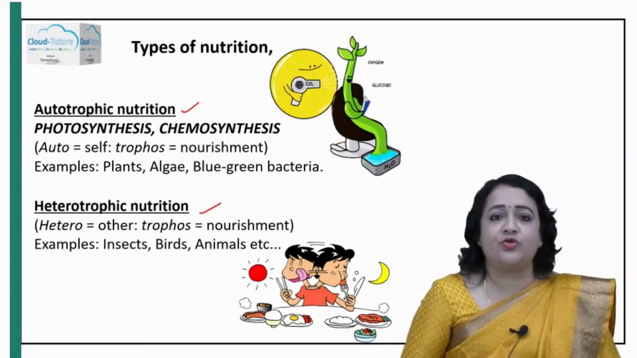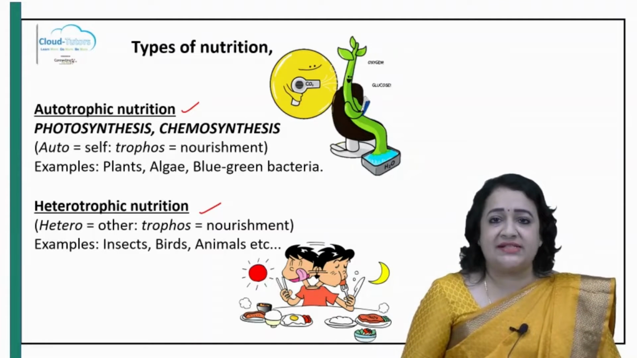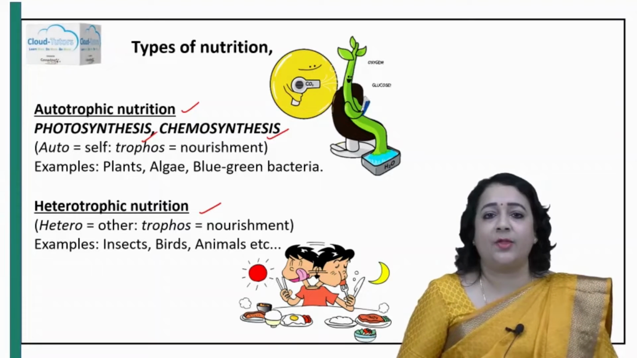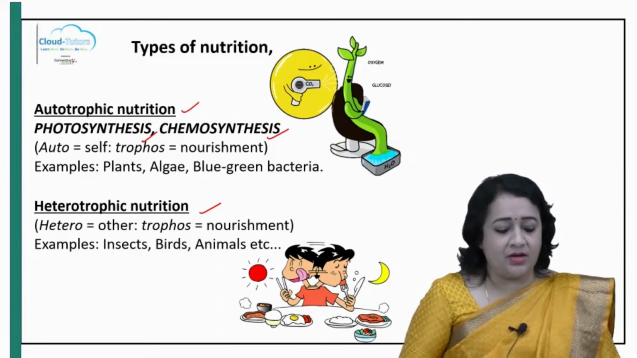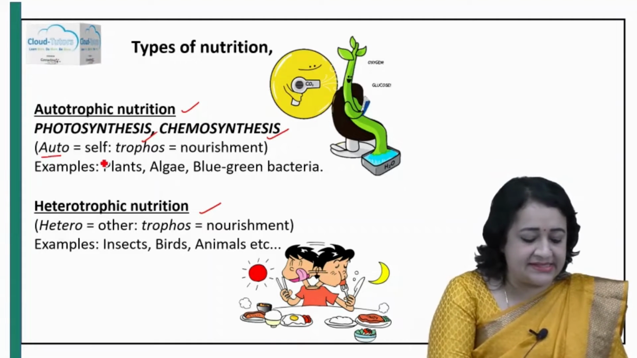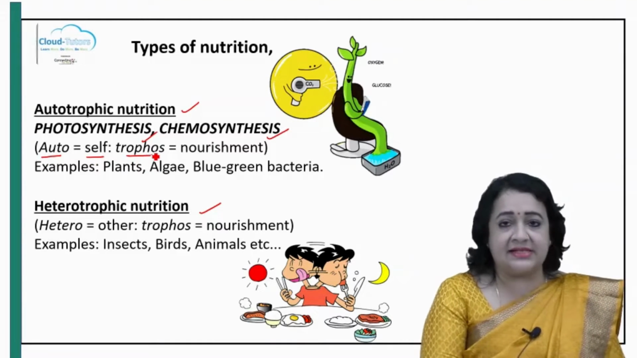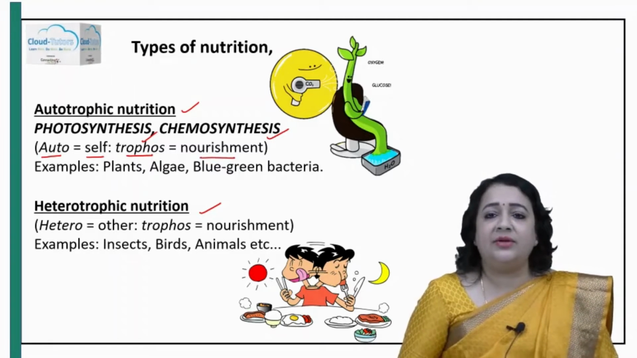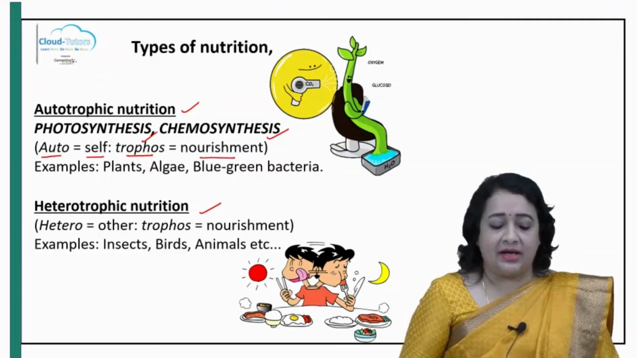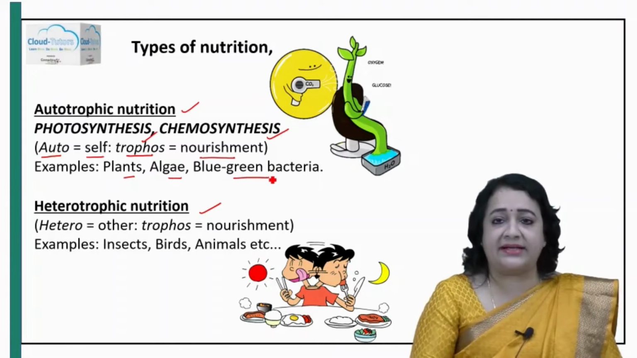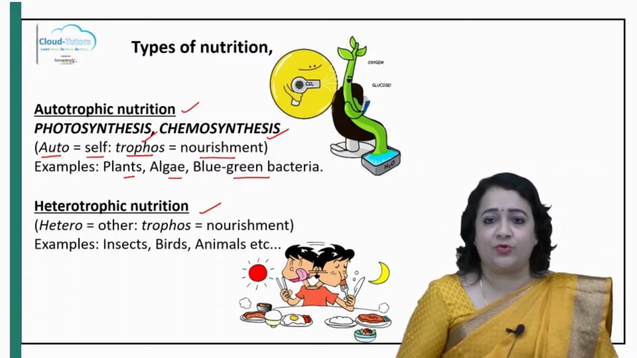Under autotrophic nutrition, photosynthesis and chemosynthesis are the types. What does autotrophic nutrition mean? Auto is self, tropos is nourishment. Organisms which are autotrophic are plants, algae, blue-green bacteria. So these are all autotrophic.